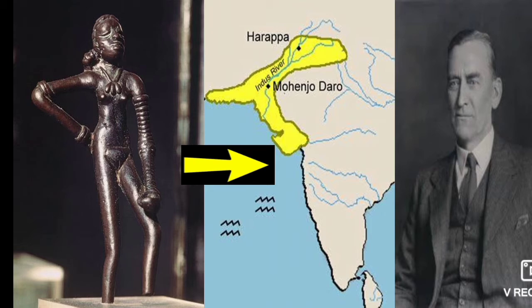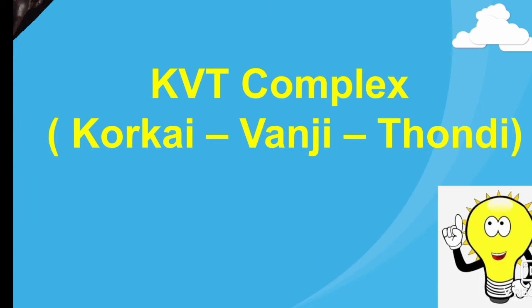Students, next is the KVT complex. K for Kurkai, V for Vanji and T for Todi.